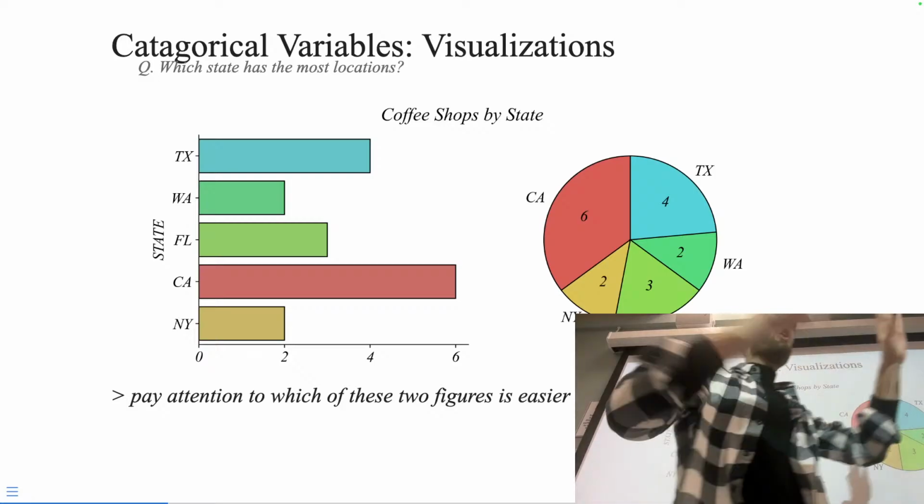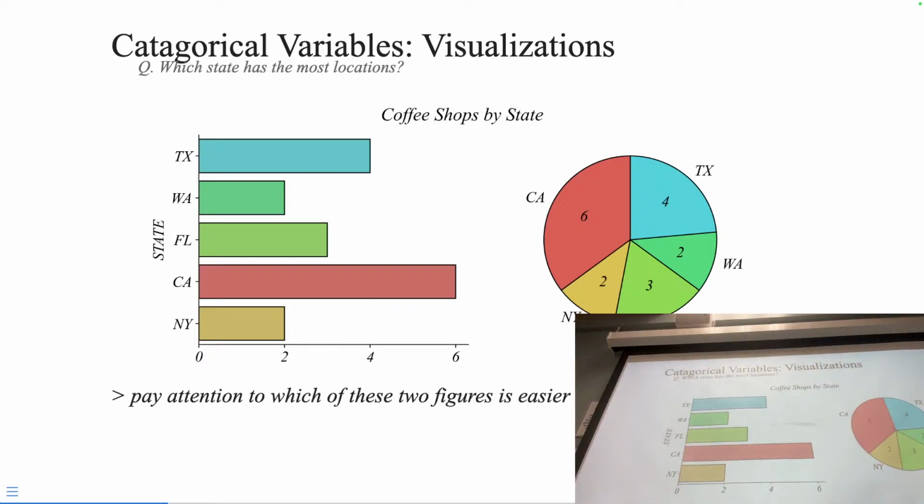Okay, so we know the answer to this question, right? Casey actually already gave it to us. My question for you is, which of these two figures was easier for you to read to answer this question? Kind of a meta question. How many of you prefer the bar graph? How many of you prefer the pie graph? Okay, so I'm going to ask you for some explanation here. If you prefer the bar graph, why?